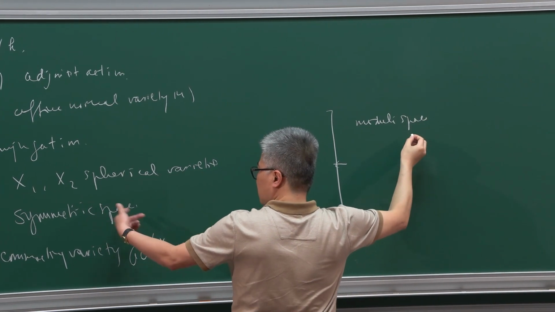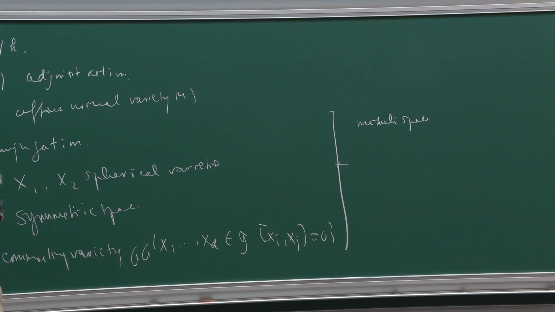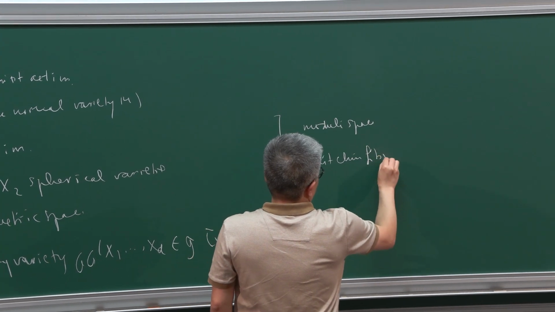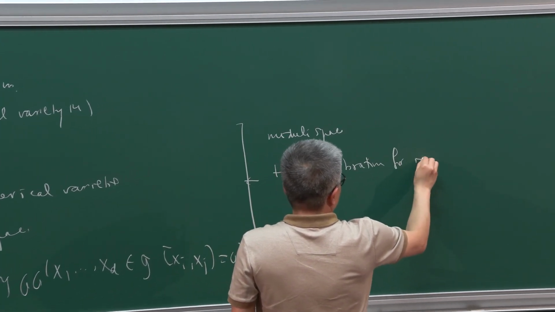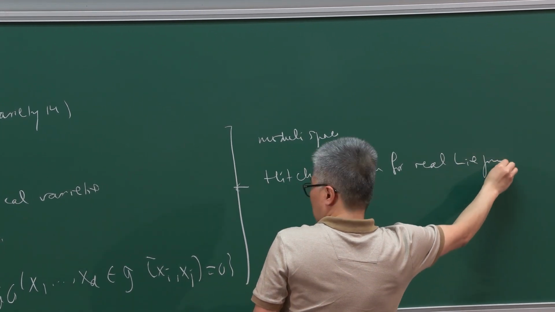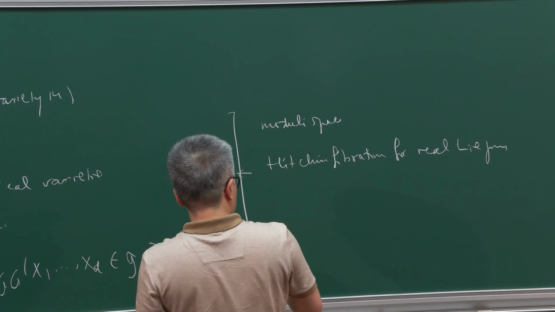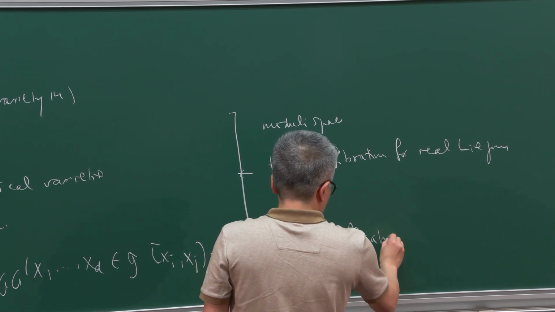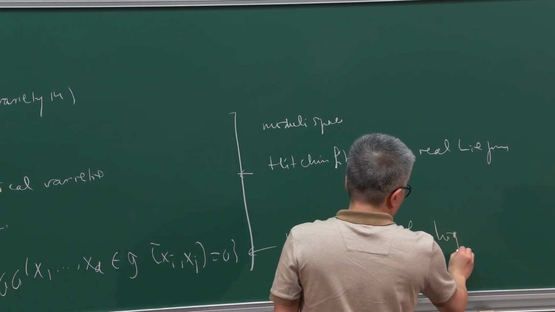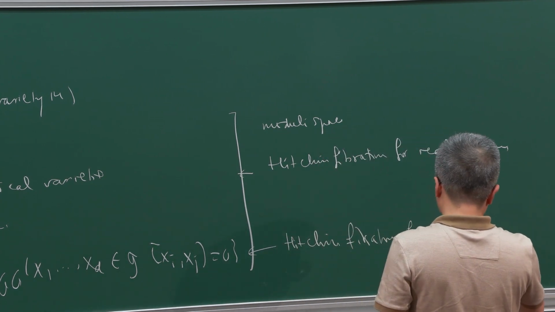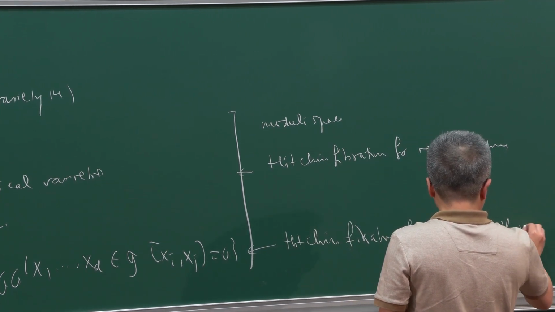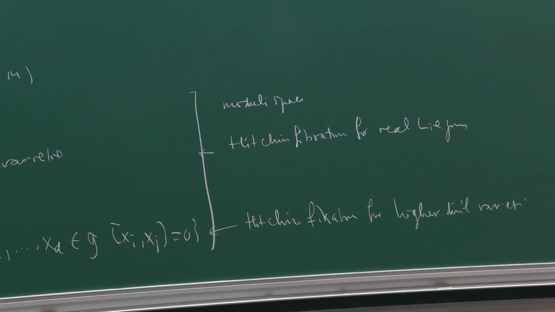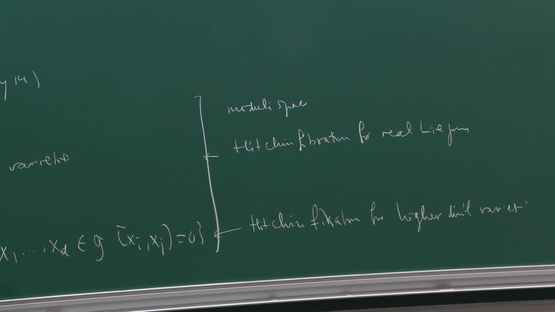like the symmetric space example, people looking at the Hitchin fibration, for real groups only. And this will have a Hitchin fibration for higher dimension varieties. So this is very far away from any automorphic applications, but it's actually very important from this purely invariant theoretic point of view. So anyway, this is all I want to mention about this.